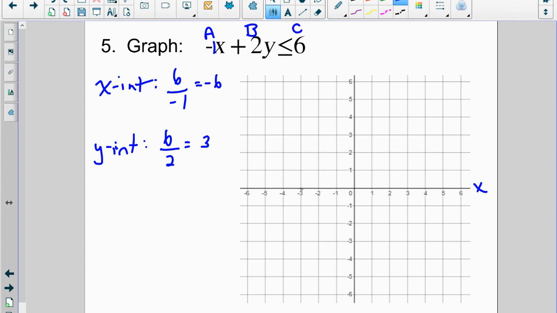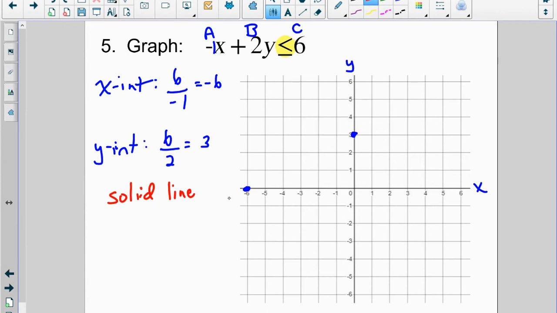On my x-axis, I plot my intercept at -6. On the y-axis, I plot my intercept at +3. I can draw my line through those 2 points, but before I do, I have to check to see what type of line I should draw. Because of the less than or equal to, I'm going to draw a solid boundary line.